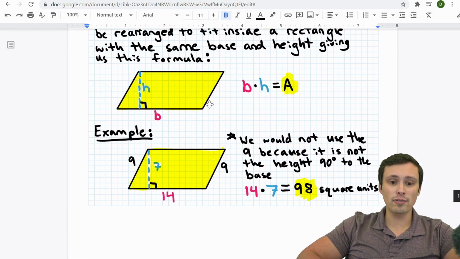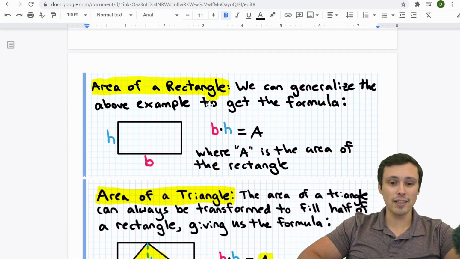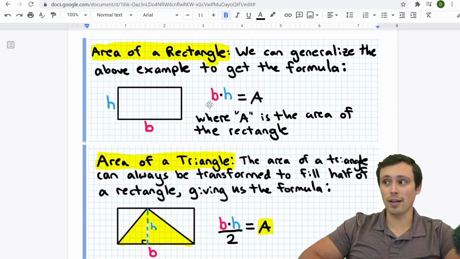And that's the area formulas that I'm going to go over in this video. And again, there were always examples that you could pause and take a look at.